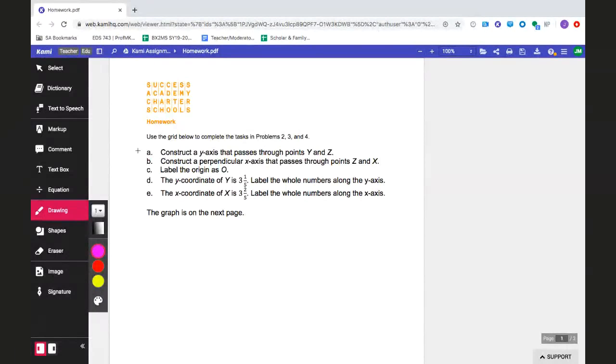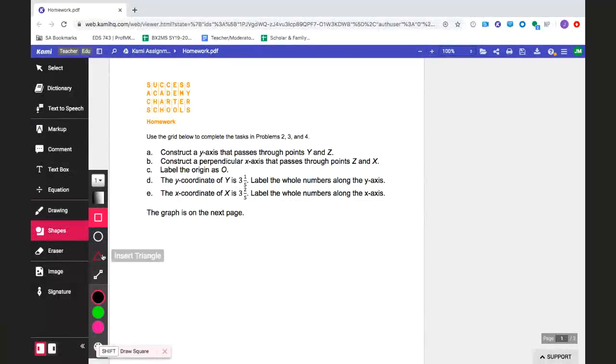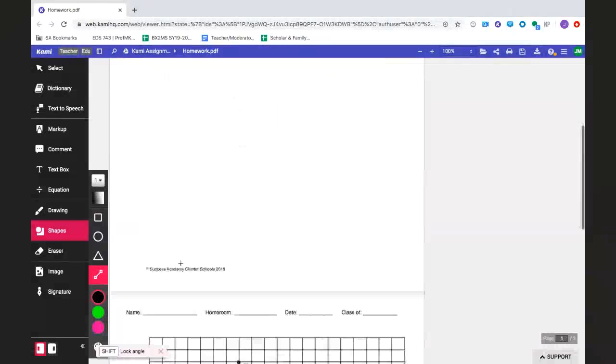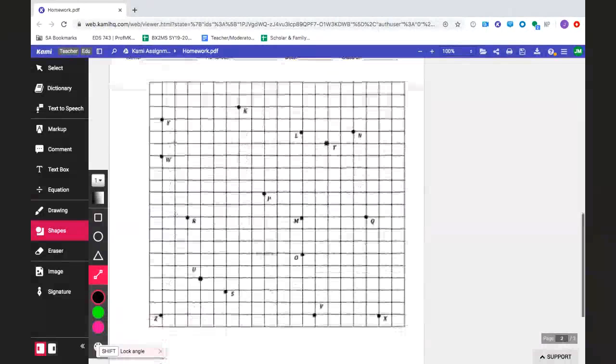So one thing that I'm aware of is that the y-axis goes up and down. So I'm going to look for points y and z, and I'm going to draw a straight line. So let's look for y. Oh, I see y right here, and I see z right here. So what I'm going to do from here all the way up, I'm going to draw my y-axis.